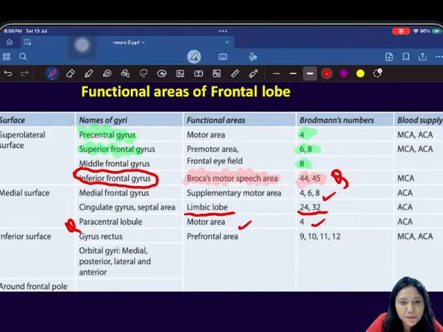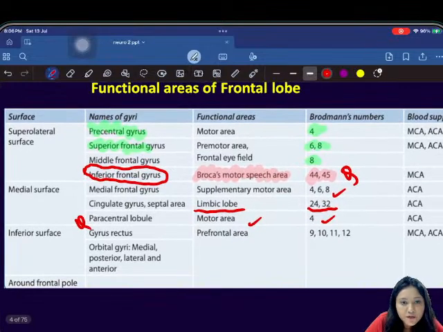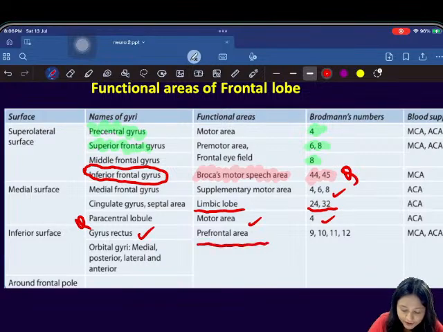It is a part of the limbic lobe. Okay. Now in the inferior surface, you have the gyri recti. As we have studied the gyri recti earlier, it is in the orbital surface. So that is the prefrontal area number 9, 10, 11, 12. And in the orbital gyri, you have the medial, posterior, lateral, and anterior gyrus. These are the gyri present.